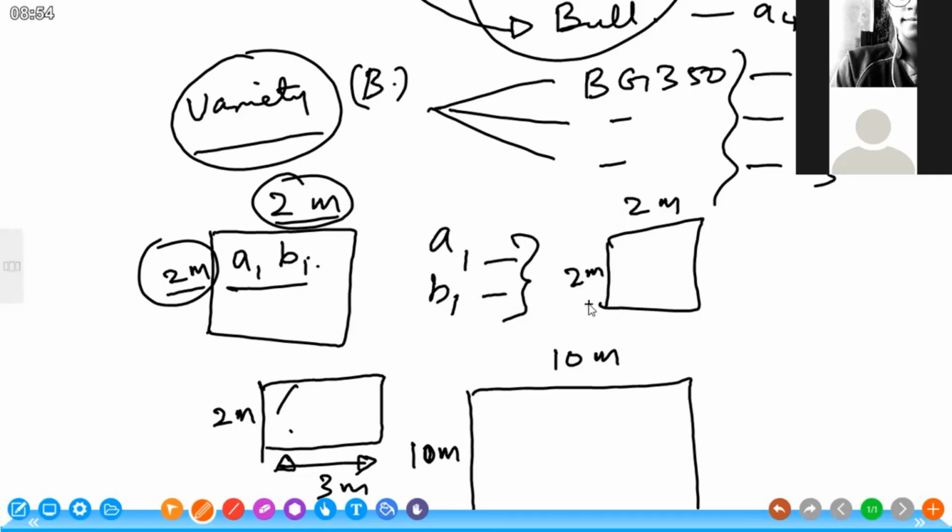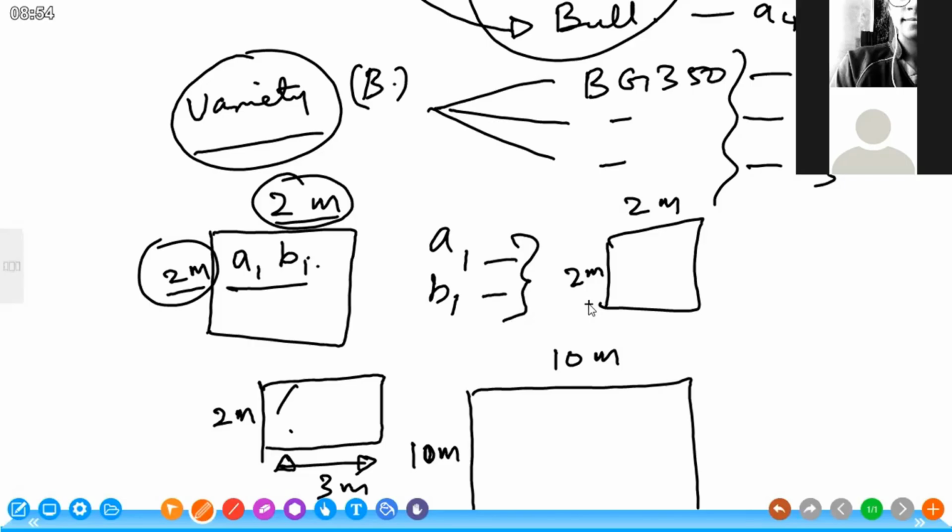Who are the people studying agronomy? 10 into 10 centimeters. Oh yeah, 10 into 10, slightly low, but okay. 15 into 5 centimeter or 15 into 10 centimeter, fine.